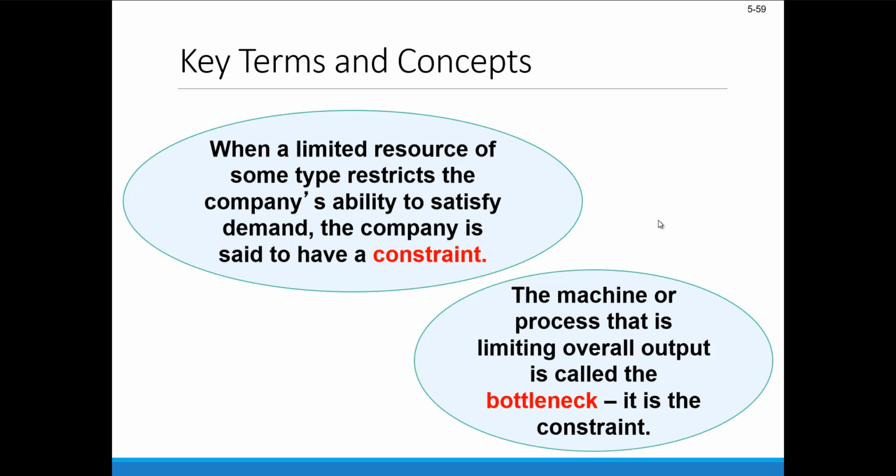Now, when we have some kind of limited resource that restricts our ability to satisfy demand across our products in some way, we're said to have a constraint. And the machine or process or material or whatever that's limiting that overall output is referred to as the bottleneck. If you picture a bottle, we're talking about the neck of it where bigger flow gets to smaller flow. Same deal here. It's whatever's holding up that production in that way.